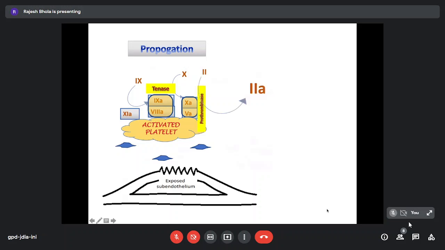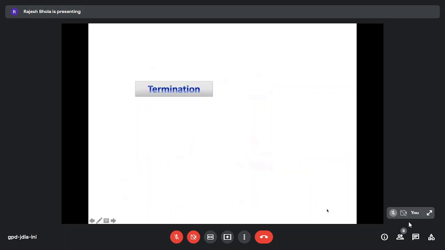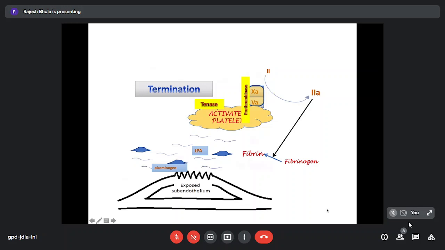And this prothrombinase complex is now going to convert prothrombin into thrombin, and the thrombin will convert fibrinogen into fibrin and the rest, you know, the downstream reactions. And once this fibrin forms, it will make a fibrin meshwork around the activated platelets, and this fibrin is getting stabilized by factor 13. Now, once the platelet, fibrin, and the fibrin stabilizing molecule factor 13 form a stable clot, the anti-clot mechanism will come into play. And that starts the process of termination.